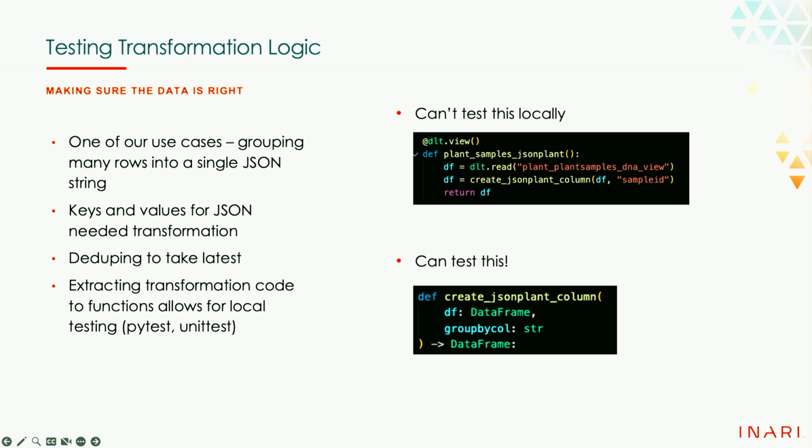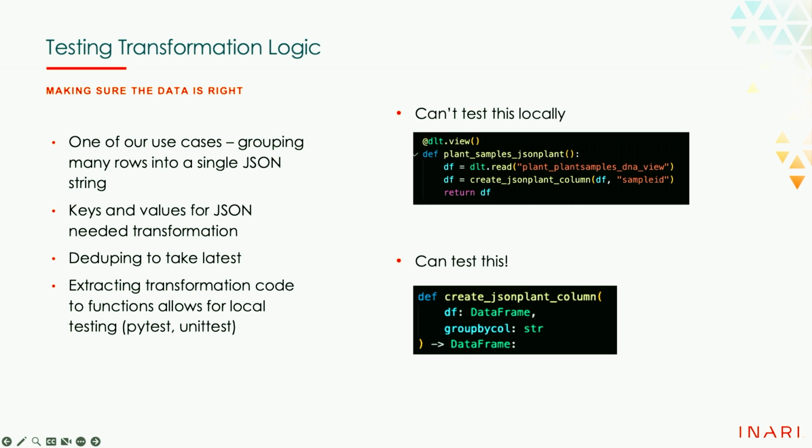Talking about testing some of our transformation logic. One of our use cases is just grouping many rows into a single JSON string. Some of those keys and values needed to be transformed, and then we also wanted to dedupe those to take the latest values from our database. So say we had multiple DNA samples for a plant, we wanted to take the latest. We wanted to make sure that we had this right because this particular piece of data was valuable to our end users.